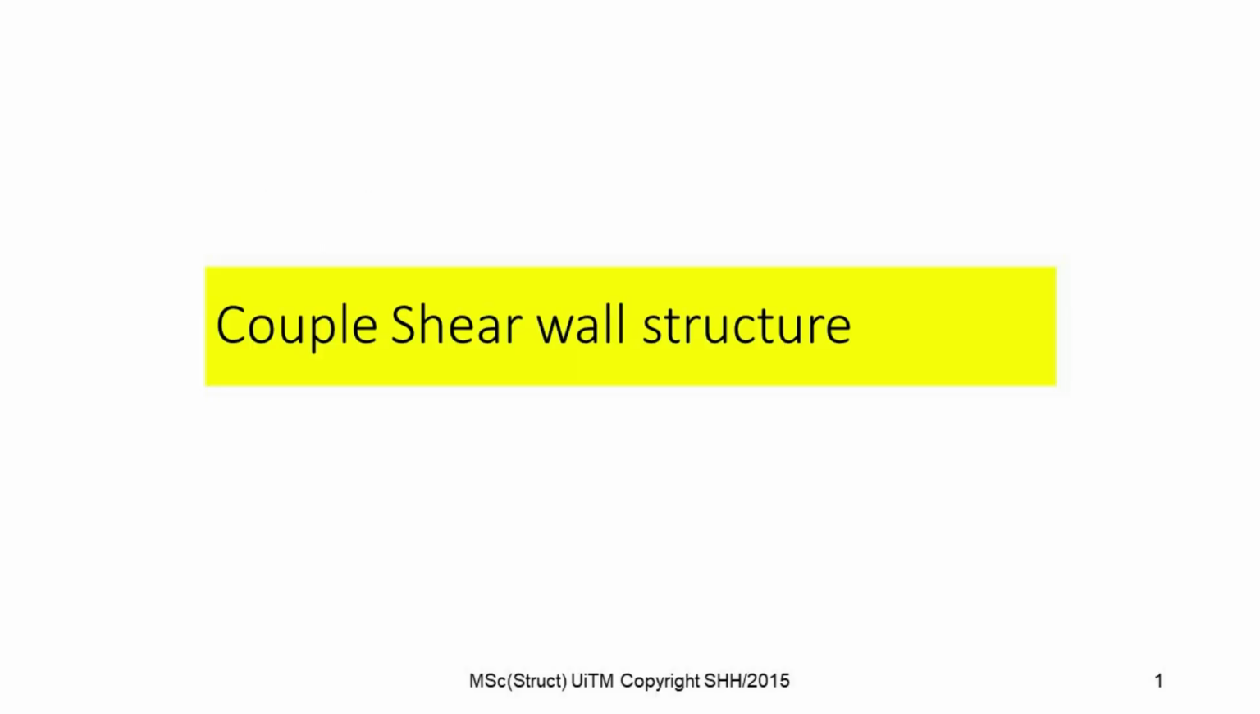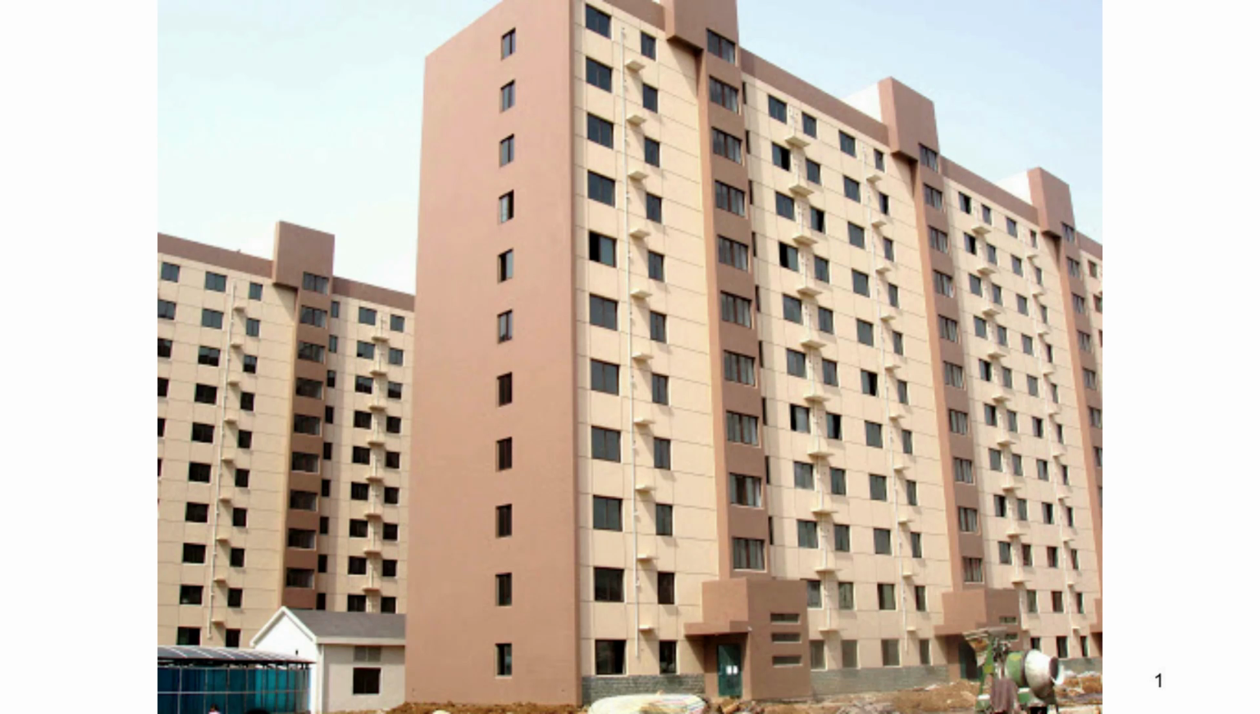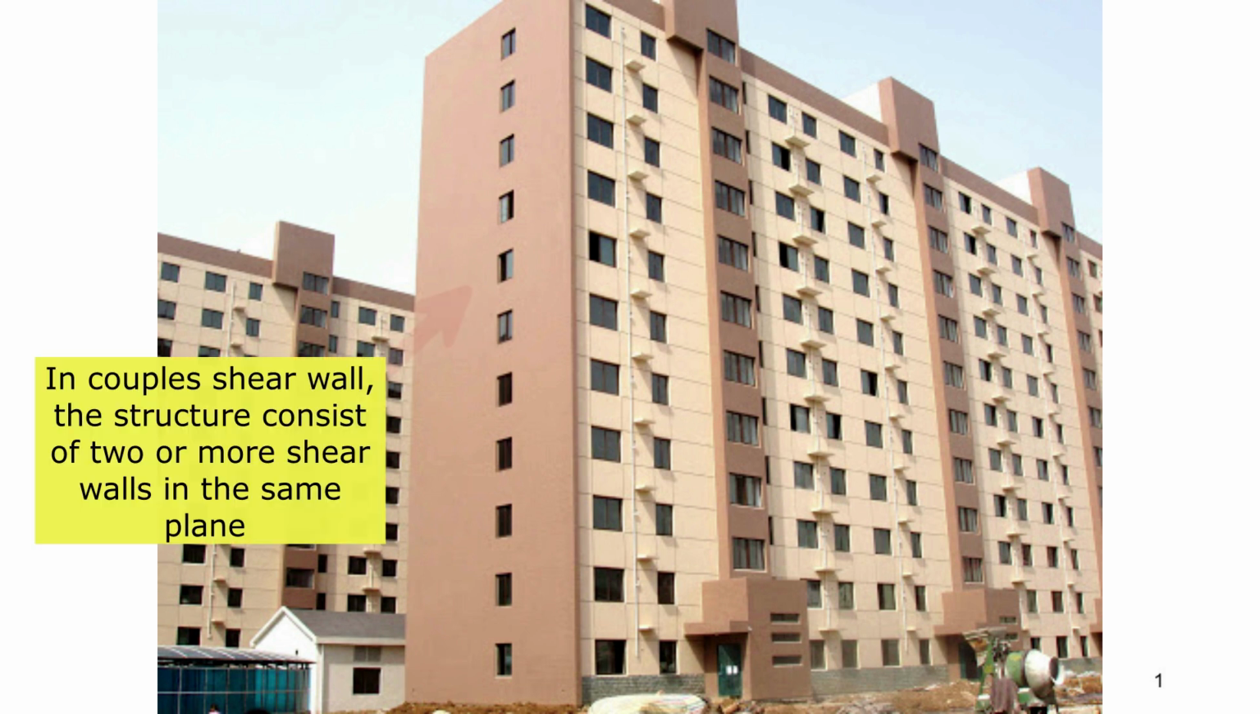Another common form of tall building structure that you can consider when designing a tall building is a coupled shear wall structure. Here are example pictures of the coupled shear wall structure. Okay class, what is the difference between shear wall and coupled shear wall structure? The answer is, in coupled shear wall structure, the structure consists of two or more shear walls in the same plane, connected at the floor levels by beams or stiff slabs.